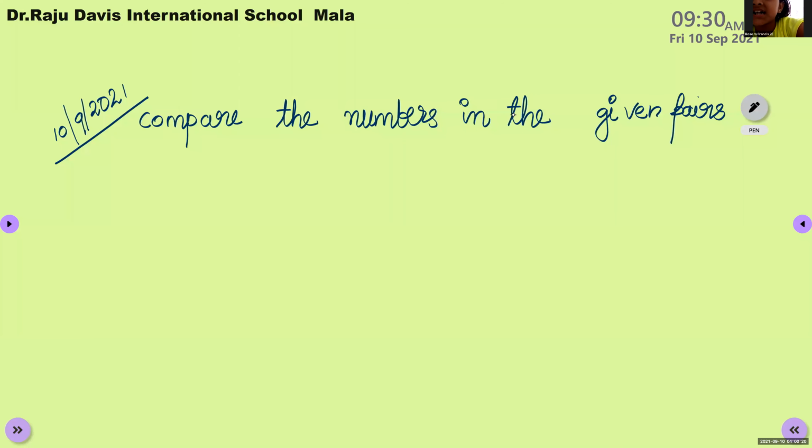Ma'am, what will I read? P-A-I-R-S? Pairs. P-A-I-R-S. Pairs. Ma'am, Veda completed. Okay.